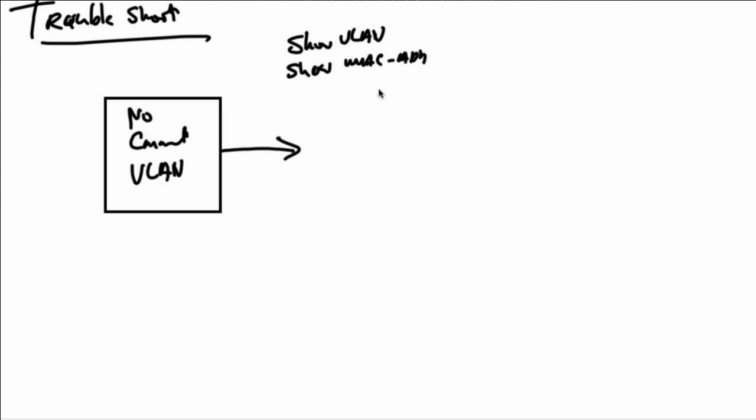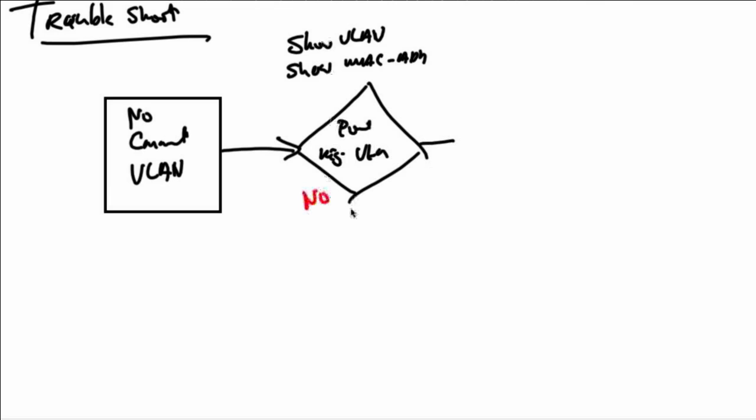Now, when we look at these commands, what we're going to say is now we have a decision block that we have to look at. And that's going to say basically, is the port in the right VLAN? So if the port's in the right VLAN, then we need to move on into our troubleshooting. But if the port is not in the right VLAN, what's going to end up happening is we're going to have to change its assignment and re-verify.